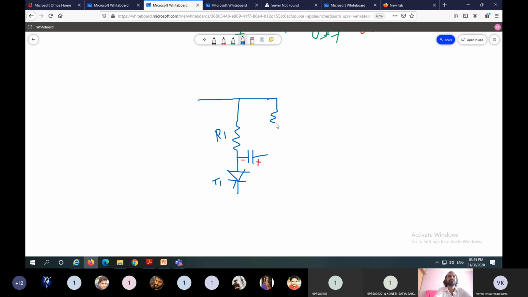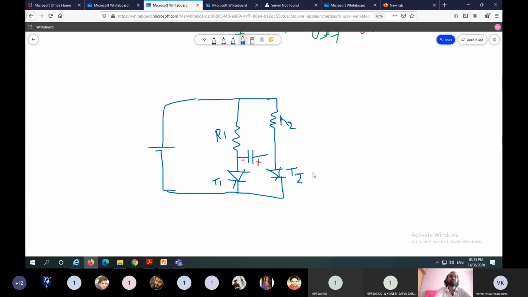This is R2. This is T2. So presently T1 is conducting, and T2 is in off state.